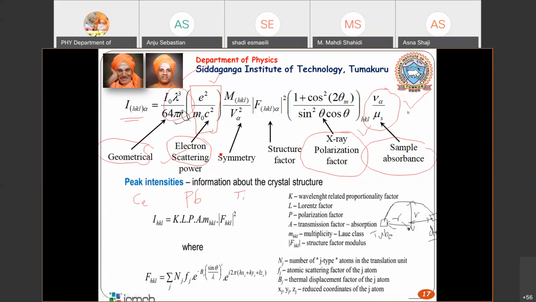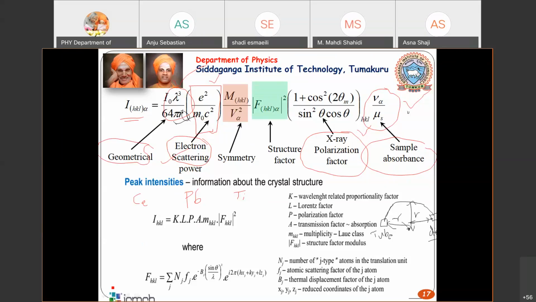But you need to take care of two things. The first one is your symmetry, and the second one is your structural factor. I will explain in the next case what the symmetry is. So you need to take care of these things, and the rest will be taken care of by your program.